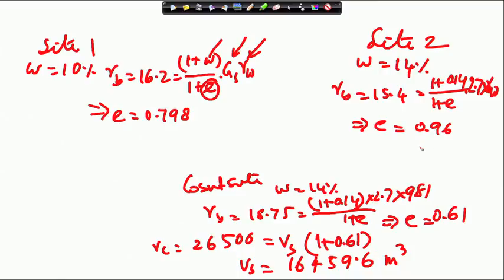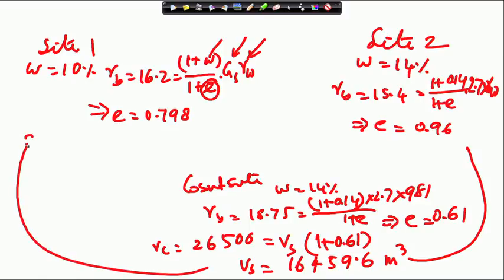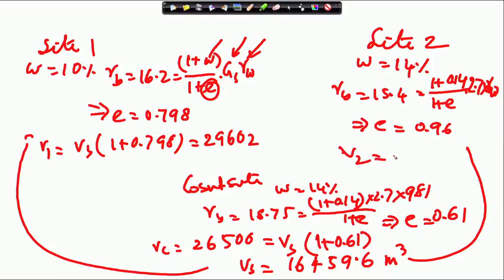As we have discussed in the previous problem also, whatever amount of soil you take, the Vs must be this much from this side too. So if you know the Vs, now if I take soil from site 1, V1 will be Vs into (1 plus 0.798). So that becomes your volume, and this is 29602, and here V2 will become 32260.8.